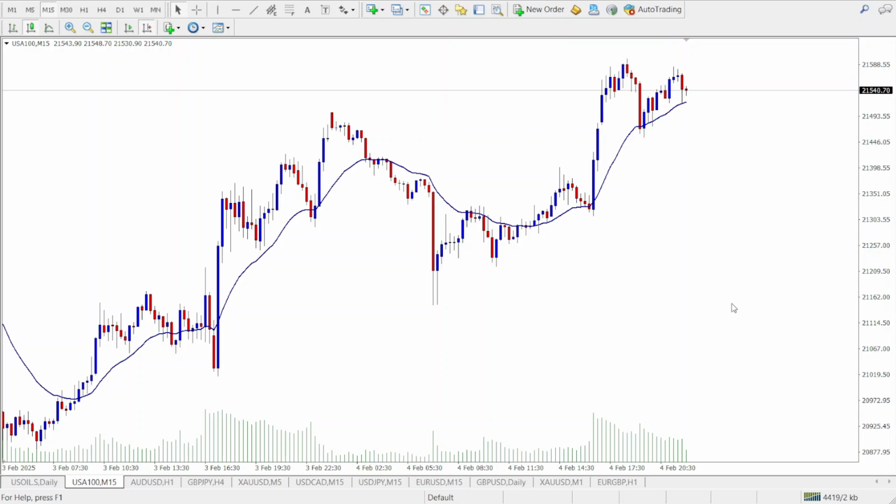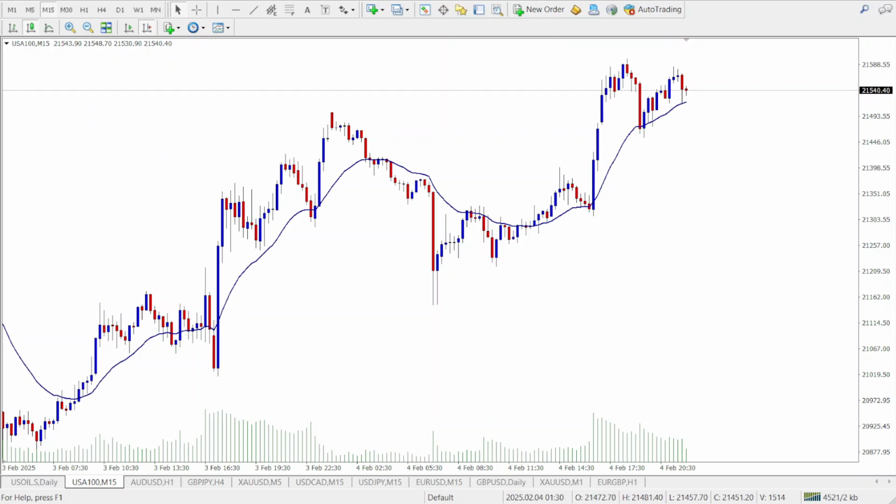So let's just quickly get started. Now, what exactly is the 20 EMA? EMA stands for exponential moving average. Compared to the simple moving average, the EMA reacts more quickly to price changes.